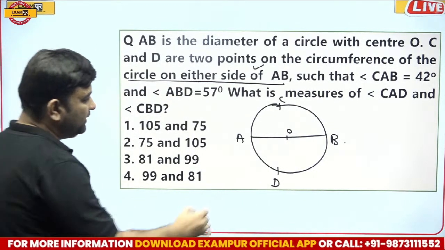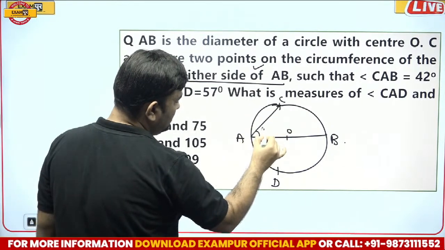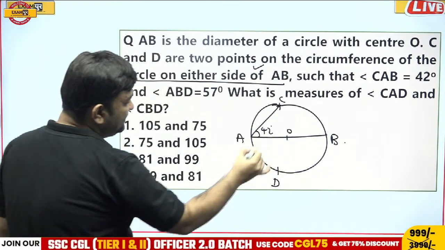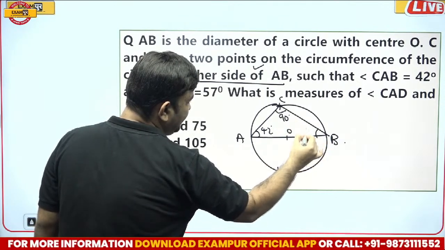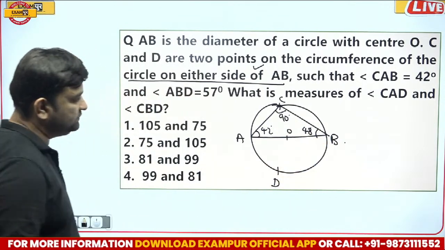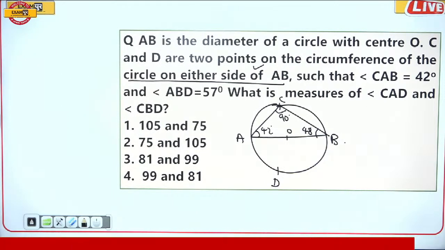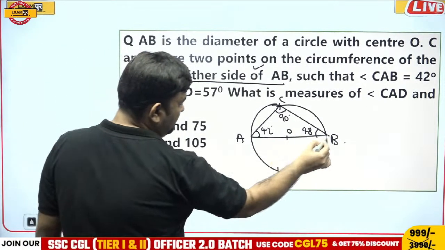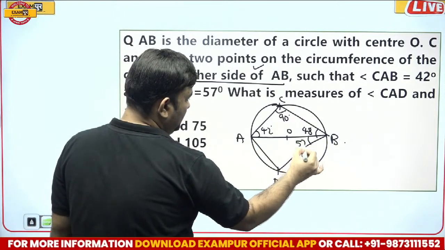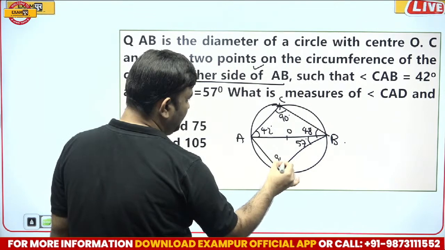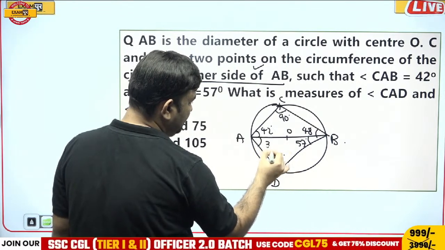Angle CAB is 42. Diameter subtends 90 degrees at the circumference, so this is 48. Angle ABD is 57. Diameter subtends 90 degrees at the circumference, so this is 33.